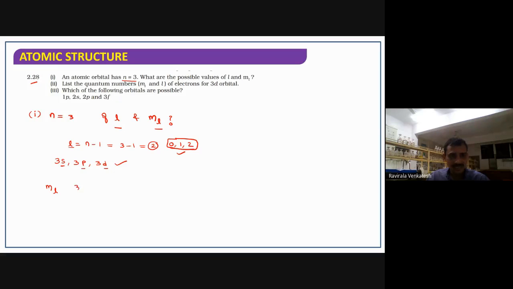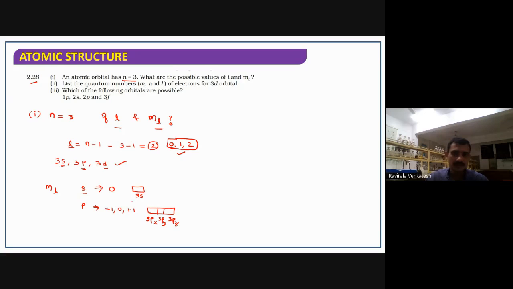So already we know for the 3s orbital, s orbital, leave the 3, no need of 3 actually. For s, there is 0 value only. This is the 3s orbital. Next for p orbital, what values are we going to get? Minus 1, 0, plus 1. That can be represented like this: 3px, 3py, next one is 3pz.